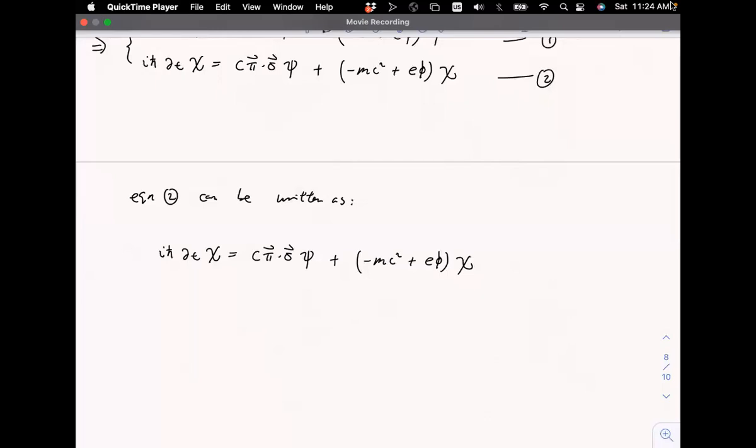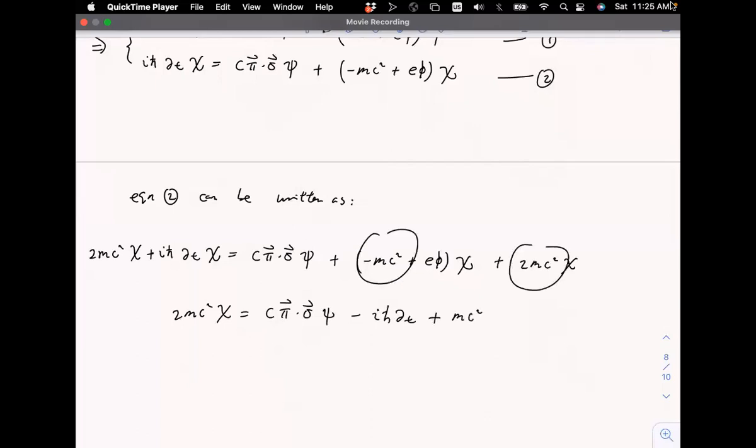Let me see. So we're going to add the 2 MC squared chi on one side and add another 2 MC squared chi on the other side. Okay, then you have 2 MC squared chi and MC, and then this will be negative T, and then this will become plus. I mean, these two combine.